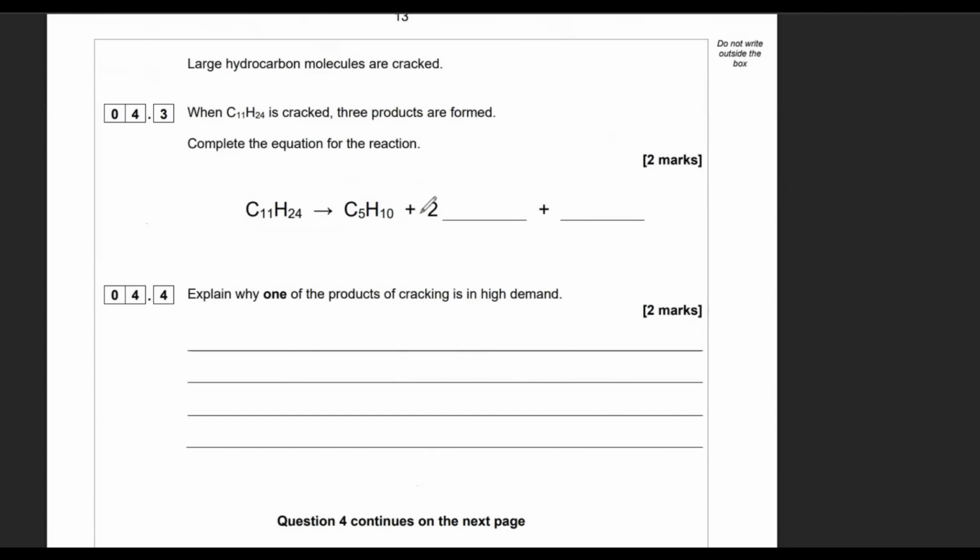So it makes C5H10. So I want to take C11H24 and subtract C5H10. That gives me C6H14 to play with, but I've got to split it into three things. How annoying is that? You always make alkenes as well, but they've made an alkene there. What if I go C2H6? That ain't going to work. I'm going to go C2H4.